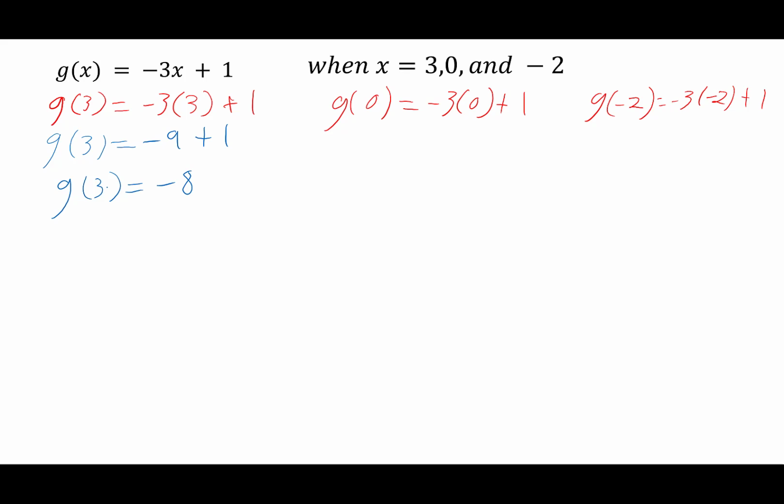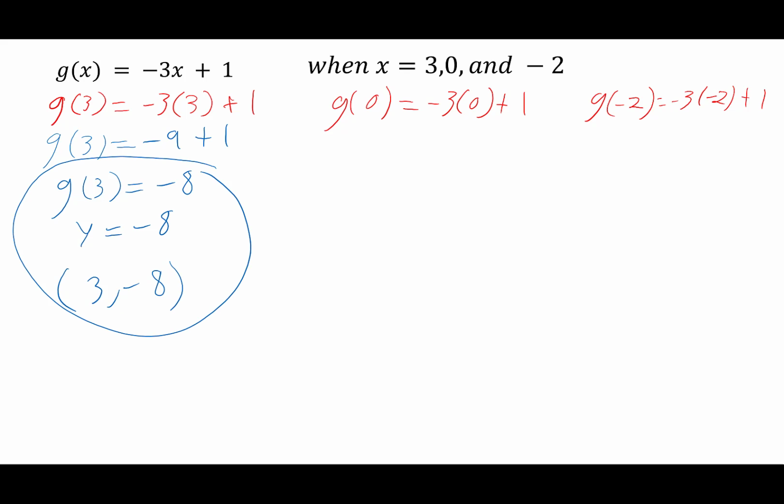Now remember, g of x is the same thing as y. So our y value for this one is negative 8. And I could write this as a point, 3 comma negative 8. All three of those are the same answer. Typically I'm going to write it like the top, but be aware you can see it as the others.